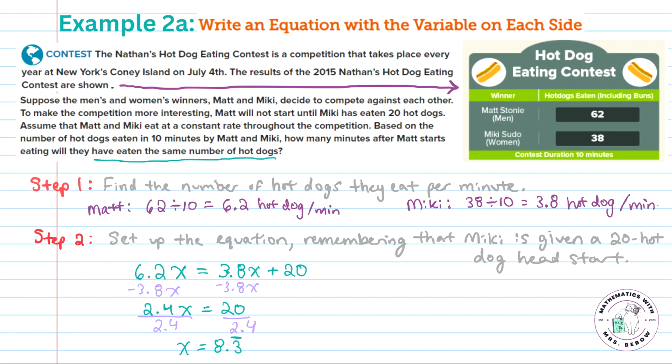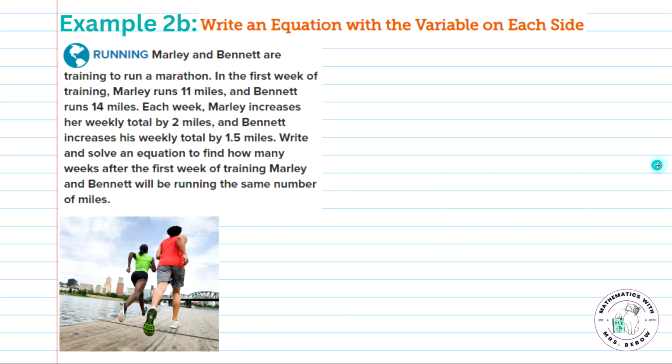So if we get x equals 8 and again 3 repeating, hopefully we know that 3 repeating is going to be 1/3. So we can say 8 1/3 minutes is going to go by. And then at that point, they will have eaten the same number of hot dogs. And then that's it. So let's take a look at one more story problem where we're going to be asked to set it up and then solve it.